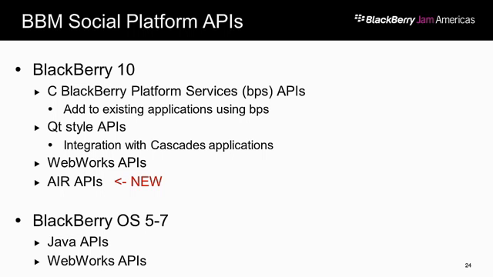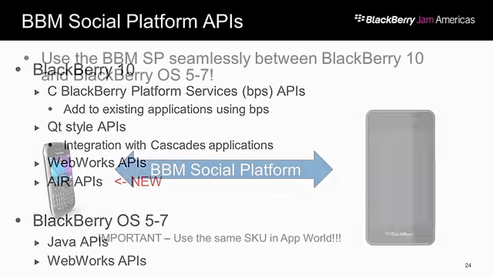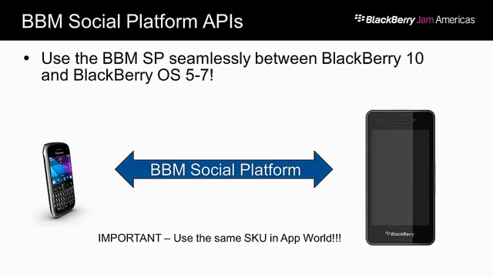For the older devices, BlackBerry OS 5 to 7, the Java and WebWorks applications there can also integrate with BBM and make use of those APIs. One thing to note when you're populating your application in App World: to make the BBM APIs compatible across devices, BlackBerry OS 5 to 7 and BlackBerry 10, if you create the same product and use the same SKU for your applications in BlackBerry World, it'll support cross-platform.